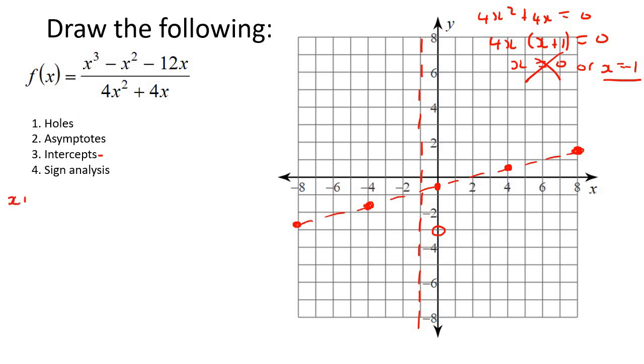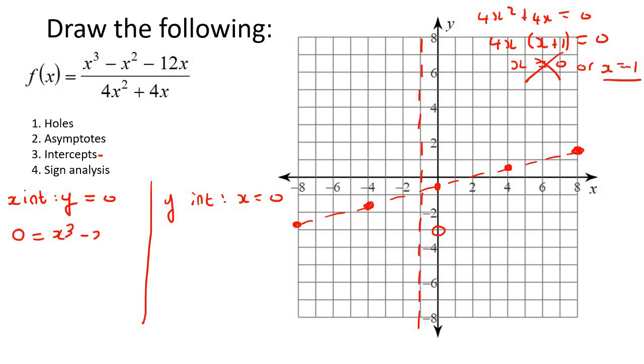So that's the x-intercept, where you make y 0. And then we're also going to do the y-intercept, and that, of course, is where you make x 0. So with your x-intercept, you make y 0. So that's going to be 0 is equal to x cubed, take away x squared, take away 12x, over 4x squared, add 4x. What ends up happening is we multiply it over to the left-hand side, and we end up with 0. So we actually just end up with our numerator equal to 0.